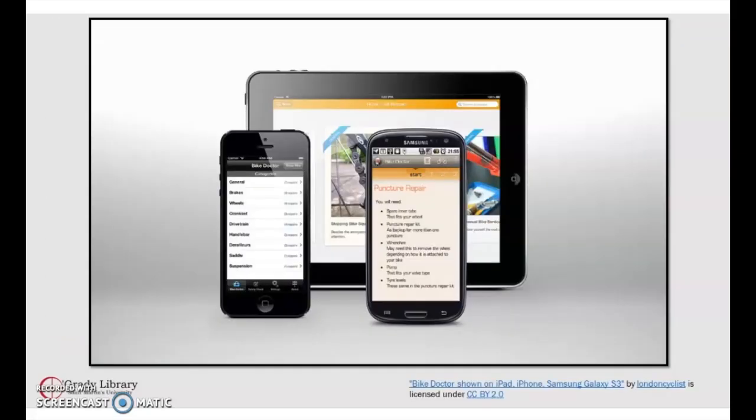For example, this is an image from a site called londoncyclist.com, which gives reviews of products, tricks and tips, and news for people who cycle in London. It is written from a very practical, everyday perspective to help people with decisions or to just stay informed about cycling. This is a popular information source.